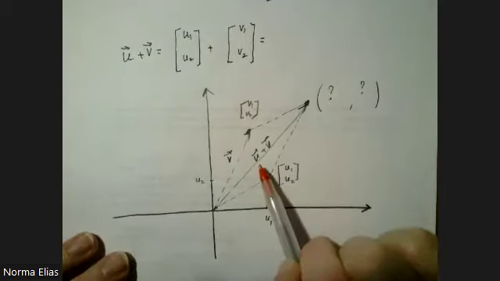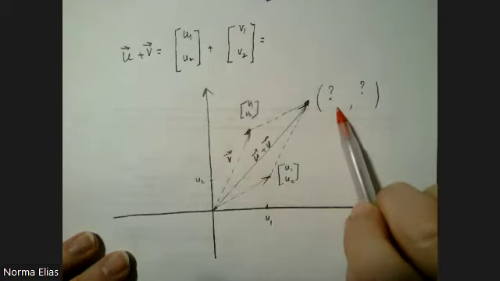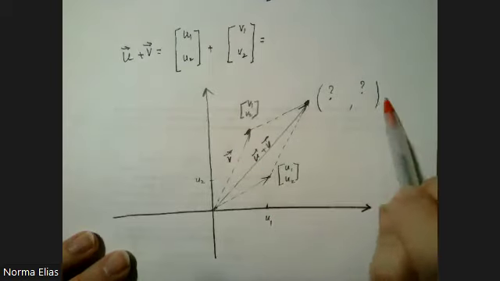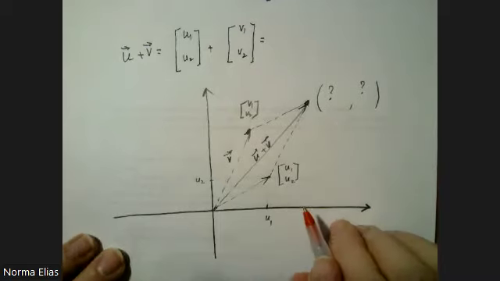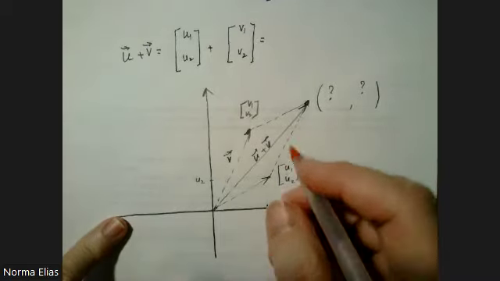So I added them geometrically. I ended up here. That's my new vector. So it is U1 plus V1. Haley, absolutely correct. And let's see why it's that.